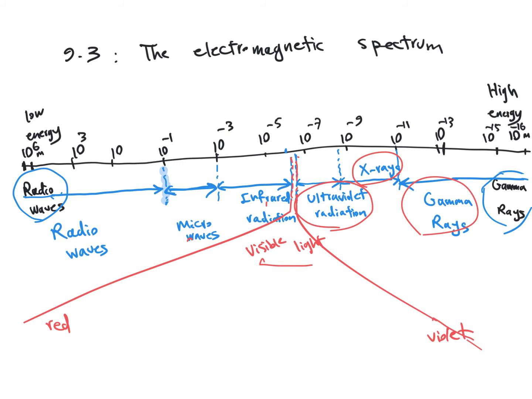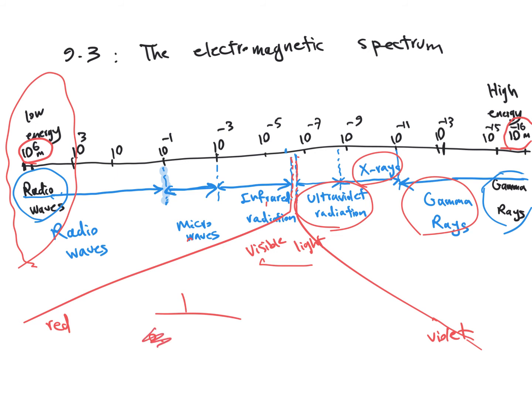Yes. In this spectrum, when you approach the left side, you have the lowest energy and lowest frequency, but the highest wavelength. You can see it from the number here too. It's 10 to the power of 6, a really long wavelength. But gamma rays have 10 to the power of minus 16 meter. It's really, really small.